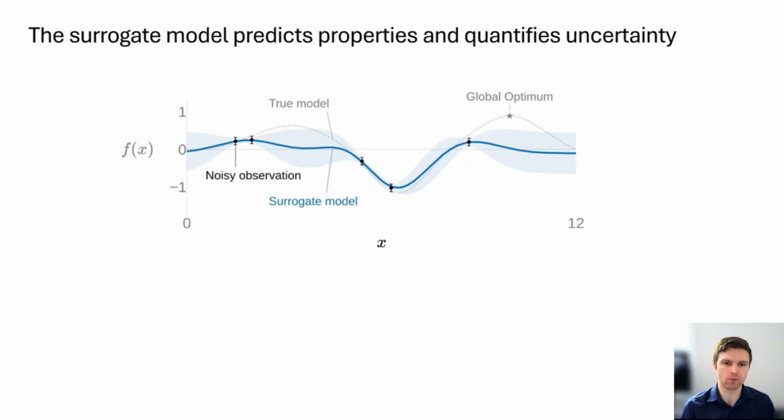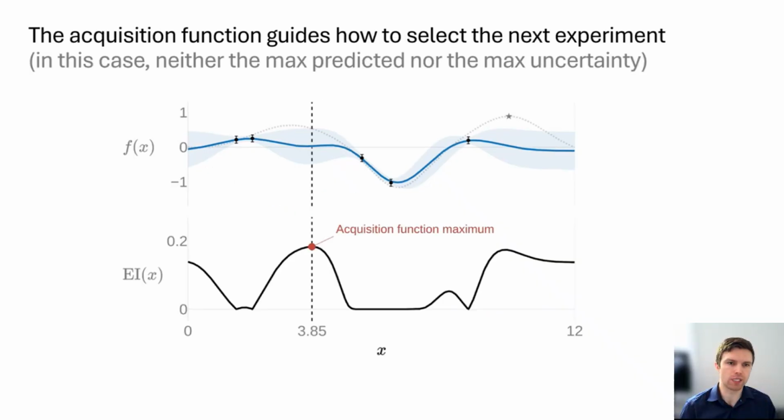We have our surrogate model with its prediction uncertainties in blue, and then our true model and our global optimum at the top. So we have our objective function, f of x, and we have one variable that we're tuning here. And we use an acquisition function to guide how to select the next experiment. You'll notice here that the acquisition function maximum is neither the max predicted value nor the max uncertainty. It's this trade-off between exploiting what we know to be good and exploring regions that we're uncertain about.